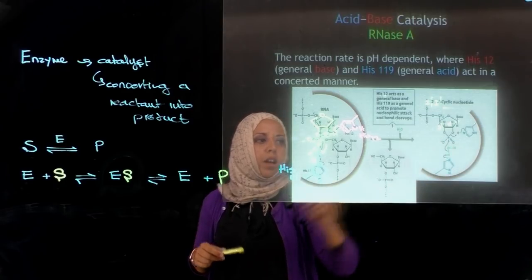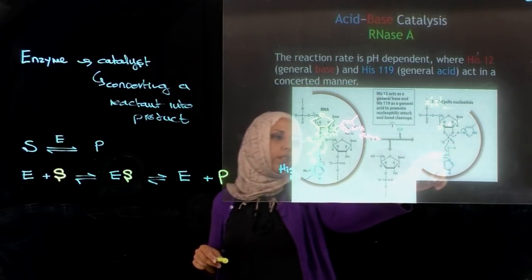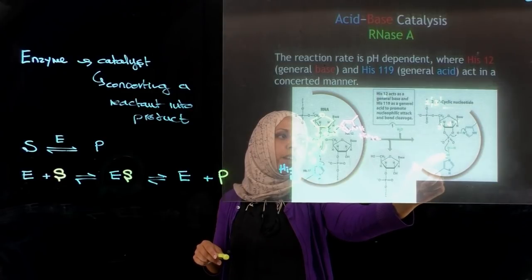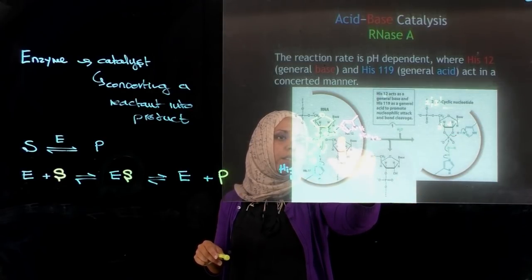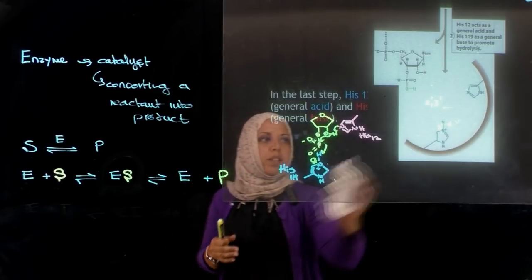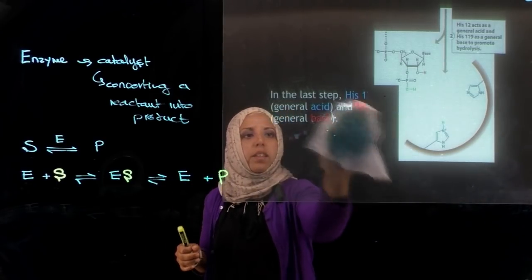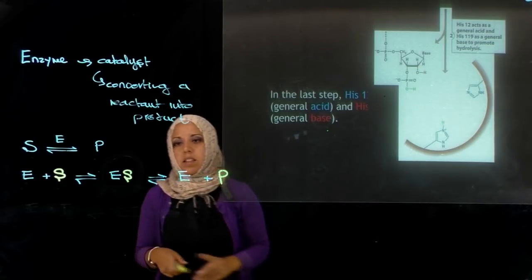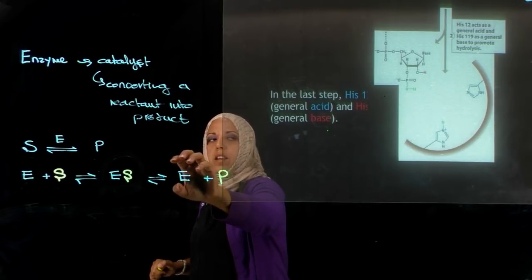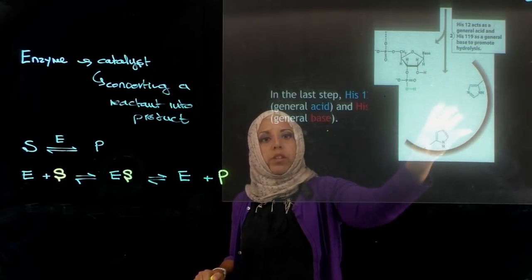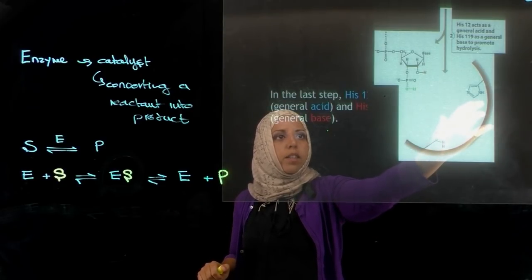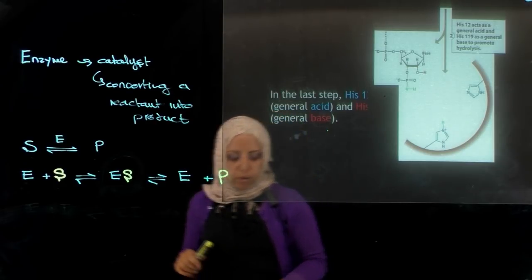And then we need a water molecule, right? Now the water molecule, if you notice, the histidine that was acting as an acid is now acting as a base, and it's protonating. And the histidine that was initially acting as a base is now acting as an acid. All right, so what happens at the end of the reaction is that the histidine residue that was acting as an acid becomes a base, and the histidine residue that was acting as a base acts as an acid. And at the end of the reaction, the enzyme goes back to its original protonation state, where histidine 119 is protonated and histidine 12 is deprotonated.